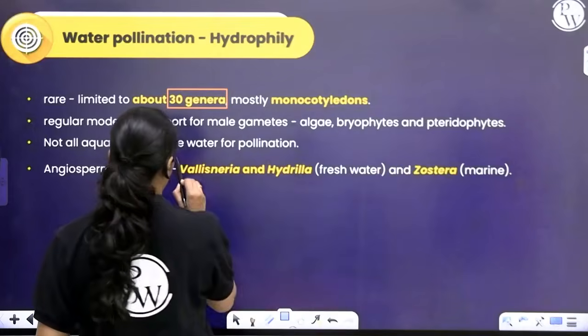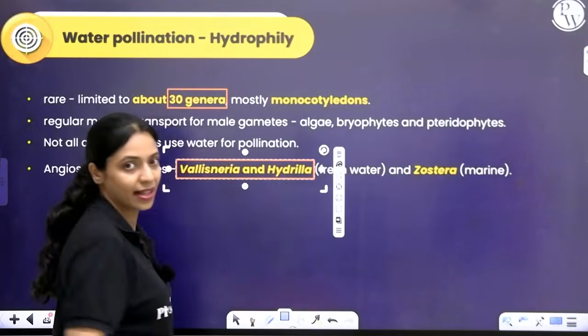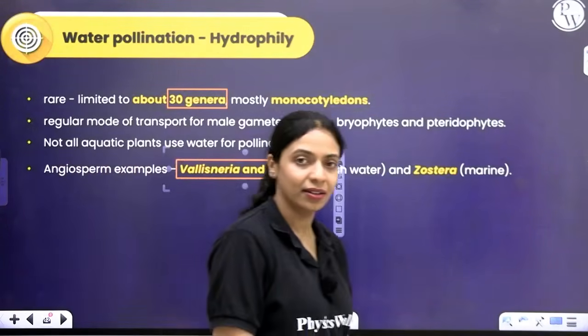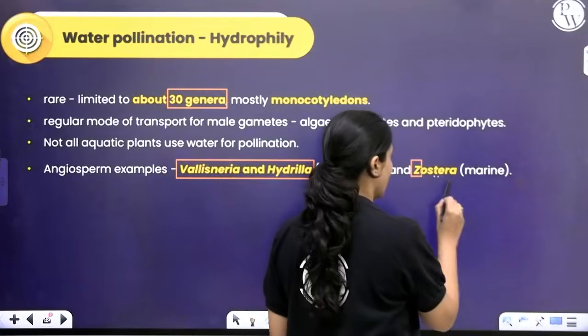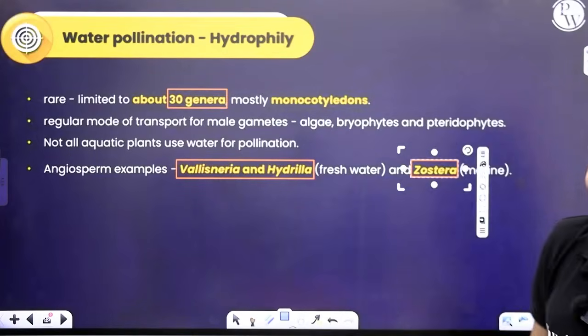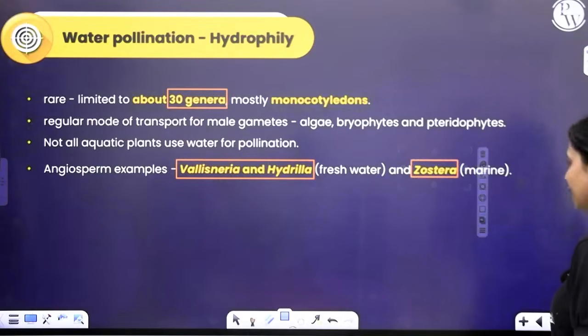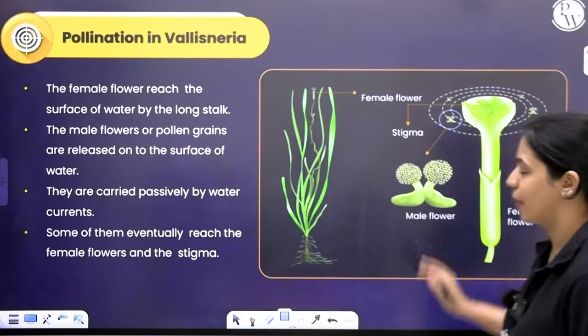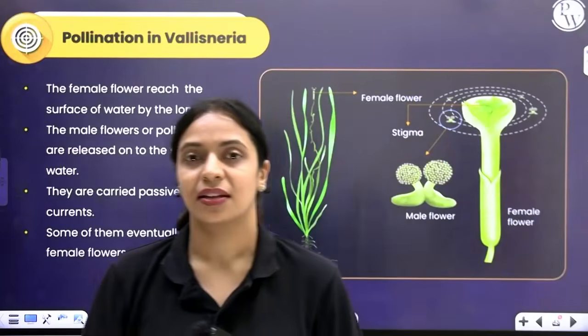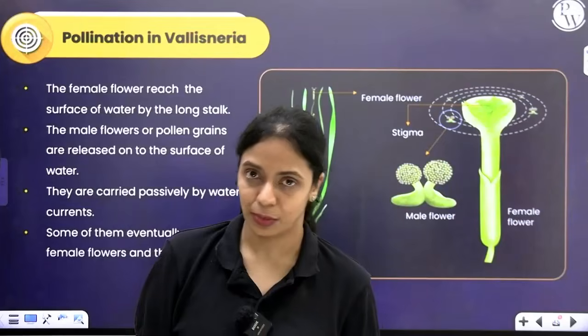Examples we have in freshwater forms are Vallisneria and Hydrilla, and in marine forms we have Zostera or sea grasses. Alright, how exactly does pollination occur here? Let's understand. First, let's see how it happens in Vallisneria. Vallisneria is a dioecious plant. You have a separate male and a female plant.